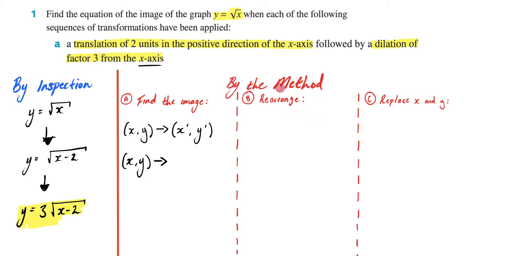And that is what I'm just calling by the method. That's what the textbook calls it as well. And I've broken it up into 3 stages. First, we find the image. Then we do some rearranging. Then we're going to replace x and y. So let's begin. First, we have to find the image.